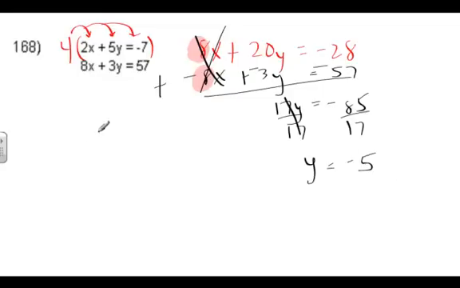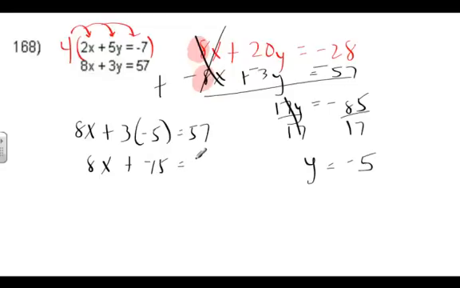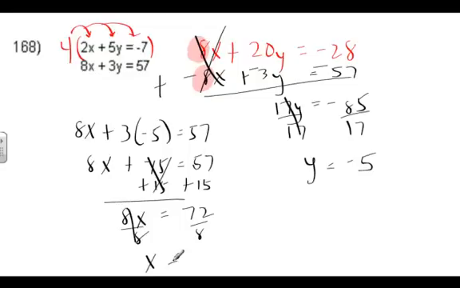Okay, now we're going to substitute. So 8x plus 3 times negative 5 equals 57. So 8x plus negative 15 equals 57. Okay, add 15 to both sides. So 8x equals 72, divided by 8. And it's always, like I said, nice when it turns out because you pretty much know you did it right. So our ordered pair would be 9, negative 5. All right?